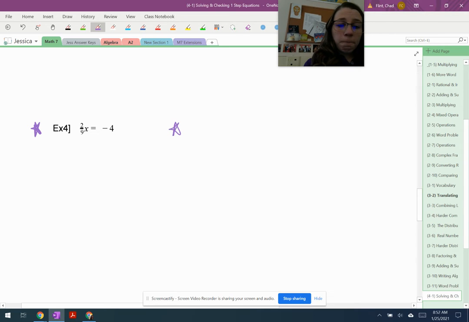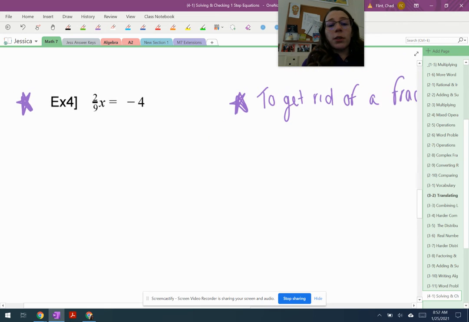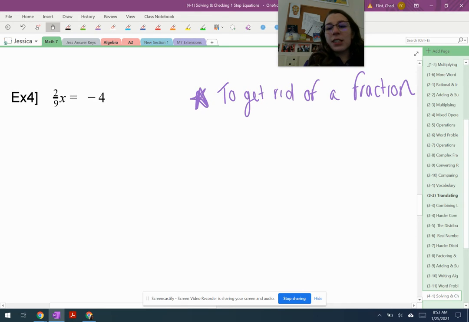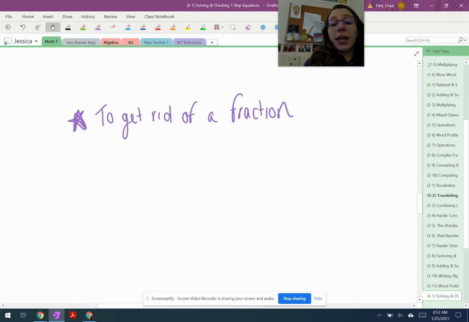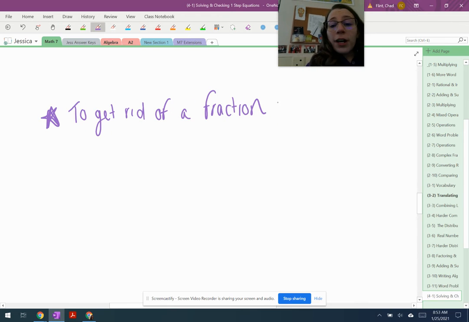Yeah, let's do it right here. To get rid of a fraction, the fact that is making this problem a little bit scary or a little bit different from the rest is that we have a fraction there. What operation's going on between the fraction and the x, the variable? That would be multiplication.